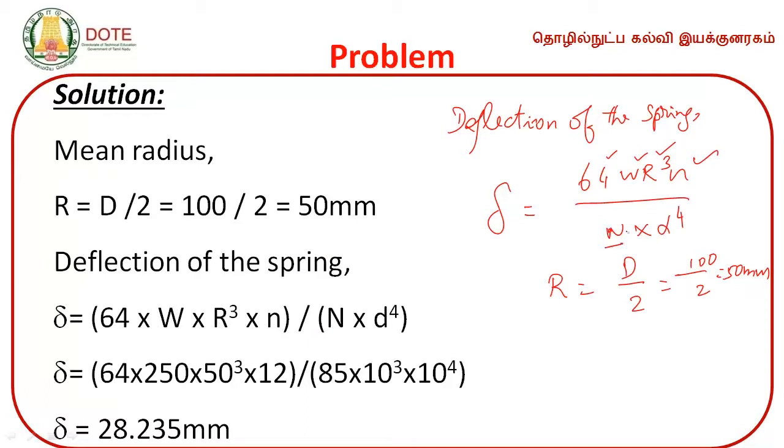Capital N is a constant value, the modulus of rigidity. Then d is the diameter of the small wire. Diameter of the wire is also given. So we are substituting all the values and we can calculate the value of deflection.